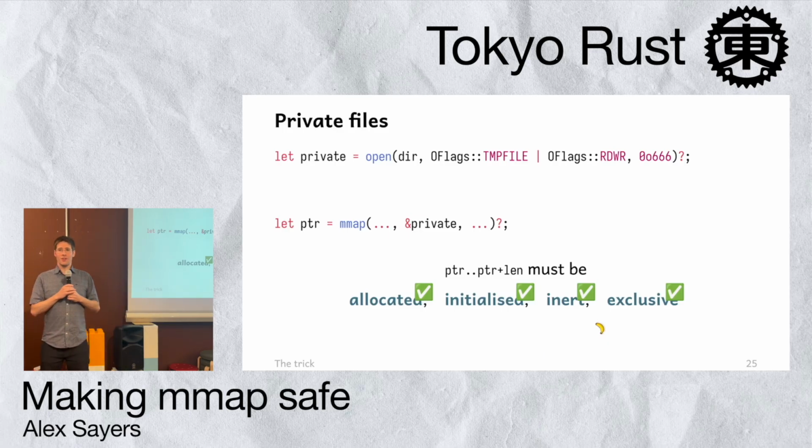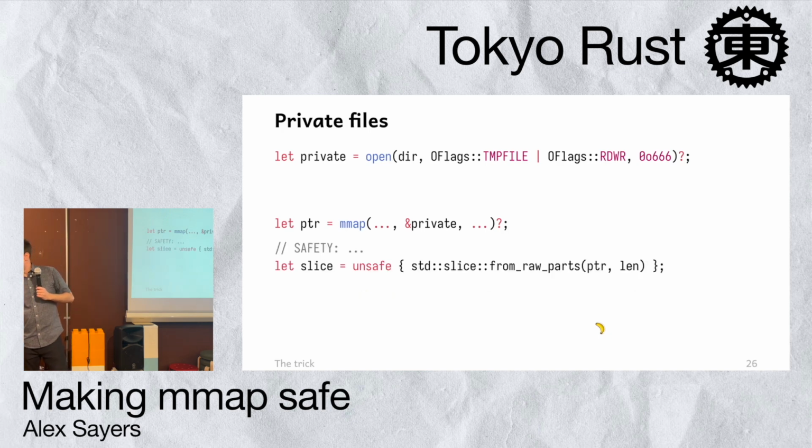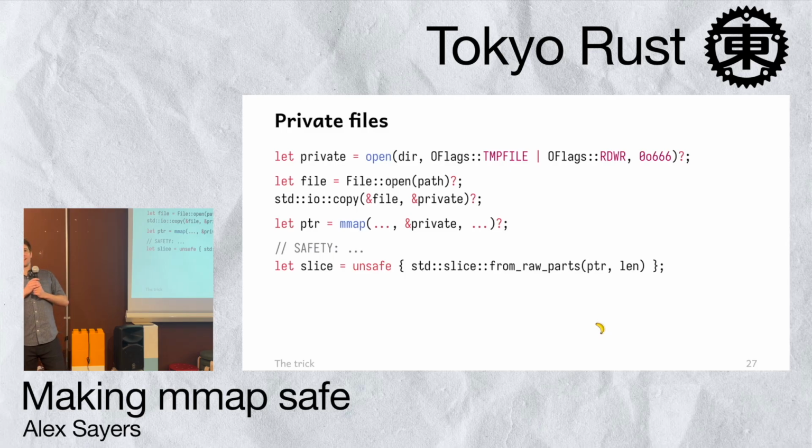The file that we wanted to mmap is some file that already exists on disk and has a path. Well, I have a fix. We create our private file, and then we copy the contents of the target file into our private file, and then we mmap it. There you go. That's the file that you wanted. Now, you might be looking at this and thinking, copy the file.